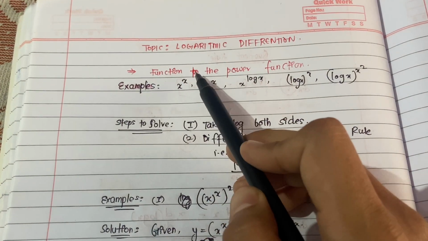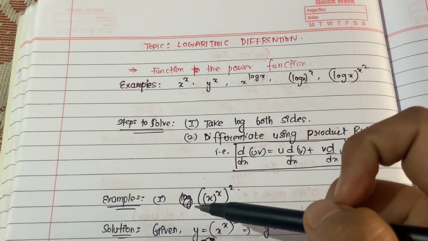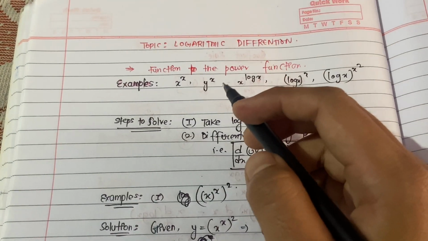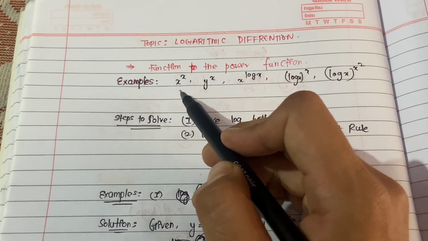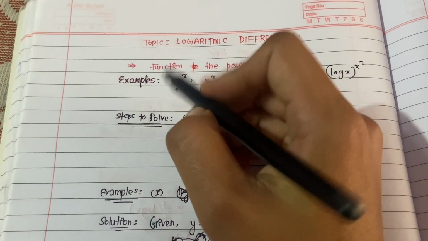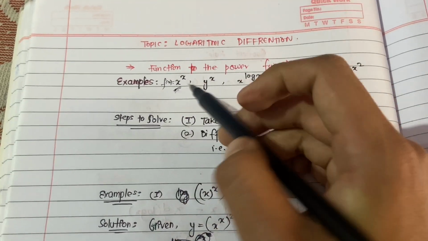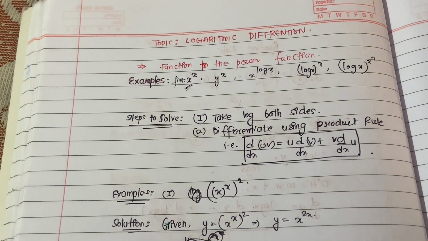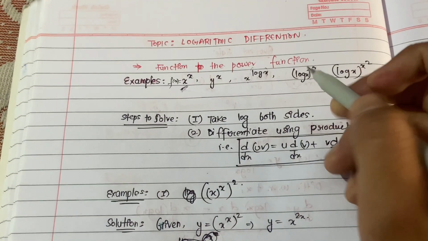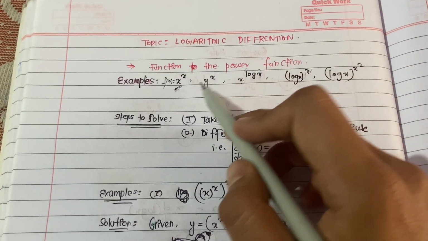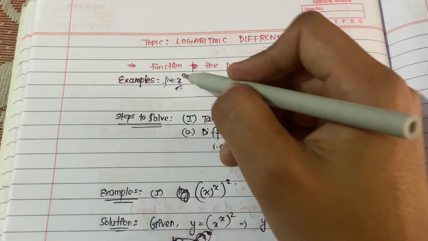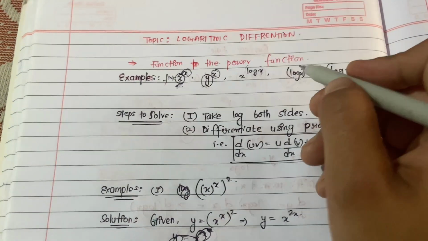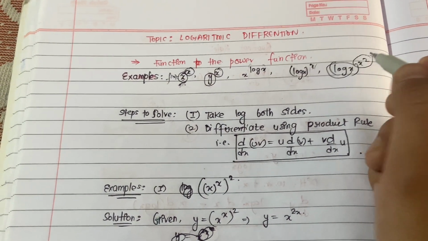This means function to the power function. If the question is given in which there is function to the power function, what do I mean by function to the power function? I mean this. X is our function. Okay, f(x) equals x to the power x to the power x, y to the power x, x to the power log x, log x to the power x. These all are function to the power function, isn't it? This is also a function, this is also a function, this is also a function, and this is also a function.